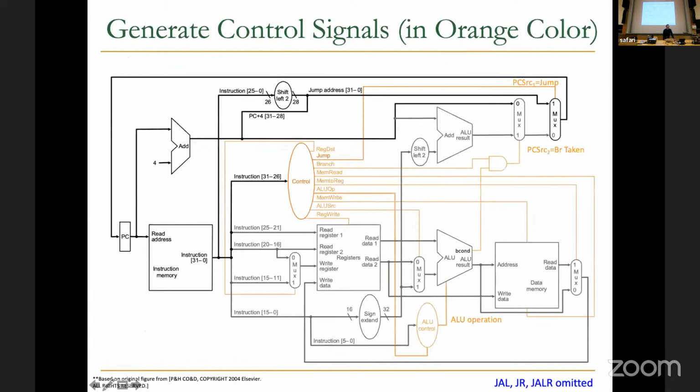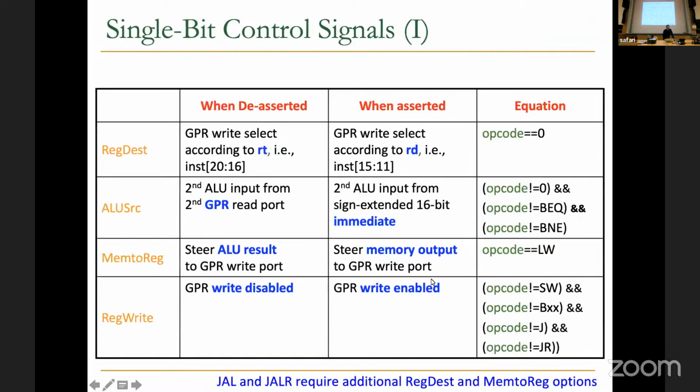So let's take a look at that. We're going to generate the control signals in orange color. We're going to generate every single one of them, and they go to these different places, as you can see. So RegDest. Well, I think this is best done with examples. I don't want to go through all of these, but you need to look at all of the control signals and decide when they should be asserted and when they should be deasserted. Asserted means 1, deasserted means 0.